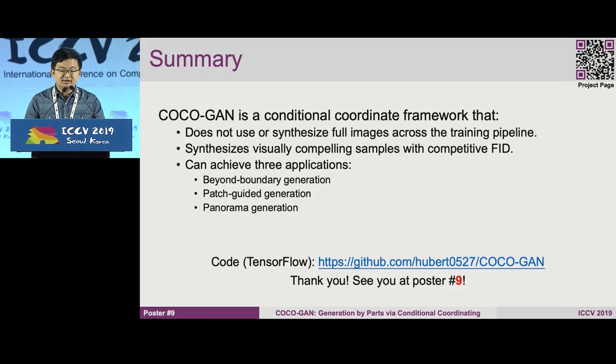In summary, CocoGAN is a conditional coordinate framework that can synthesize visually compelling images without using the full image during training. Our code is on GitHub, and see you at poster number 9. I'm looking for a PhD position. Thank you.